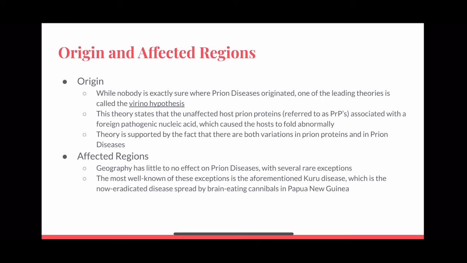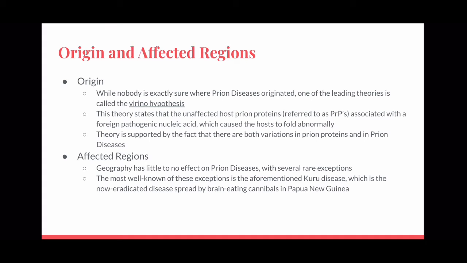So origin in affected regions. We're not exactly positive where prion diseases originated from, but one of the leading theories is called the Virino hypothesis. This theory basically states that the unaffected host prion proteins, referred to as PrPs, associated with a foreign pathogenic nucleic acid, which cause the hosts to fold abnormally. And this theory is supported by the fact that you can have variations in both prion proteins and similar variations in prion diseases.